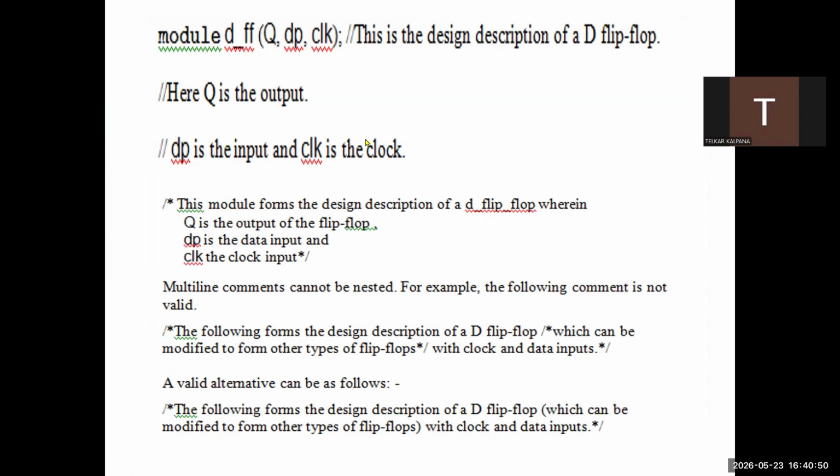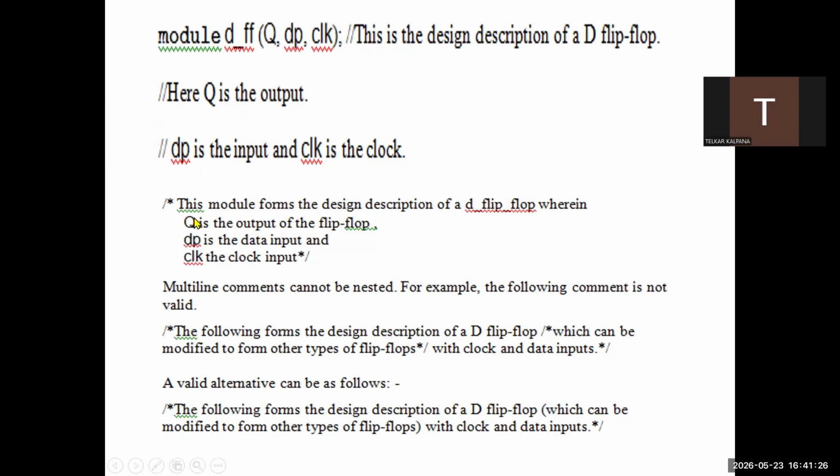So, this was an example showing the module written for the D flip-flop with the output as Q and the inputs as D and clock. Here the comments say that Q is the output and D and clock are the inputs. These are represented using 2 slashes, saying that these are single line comments.